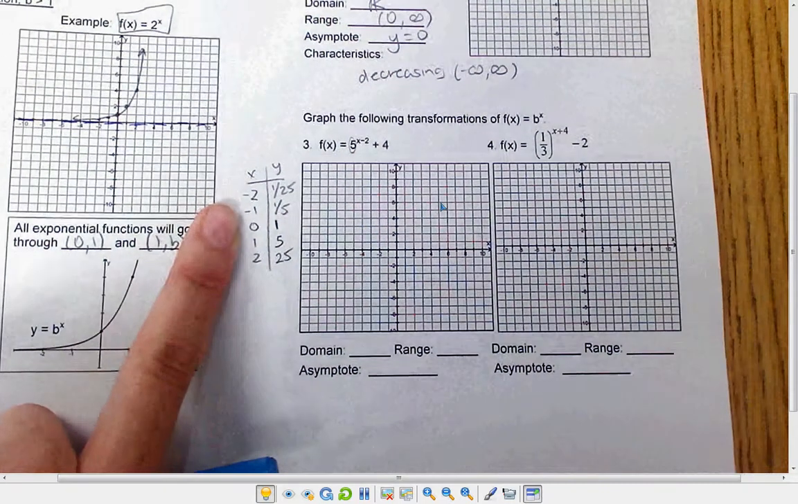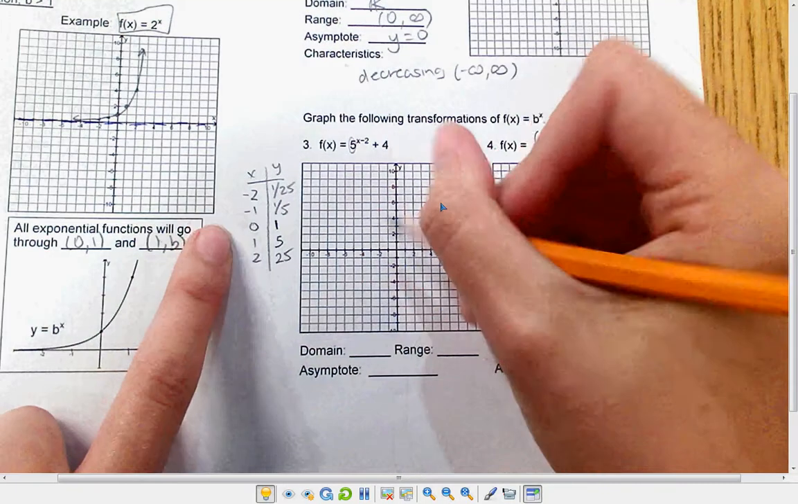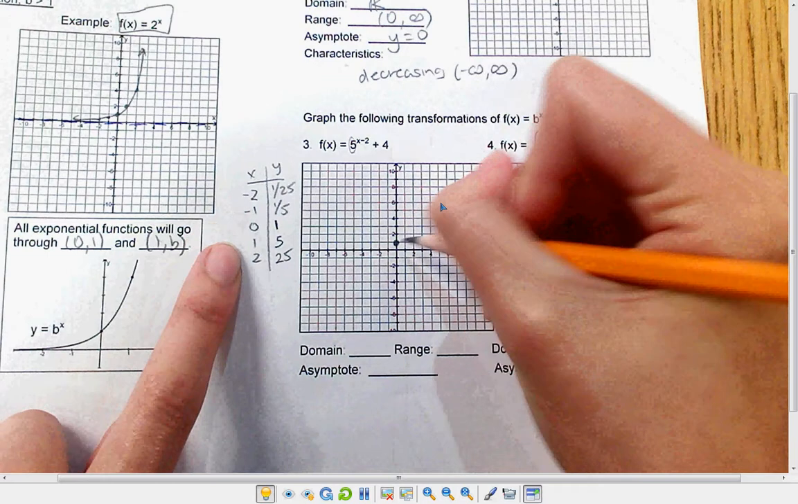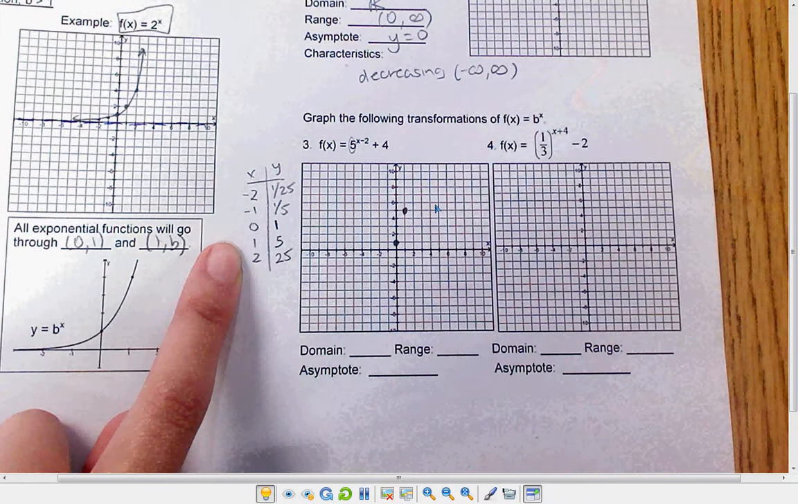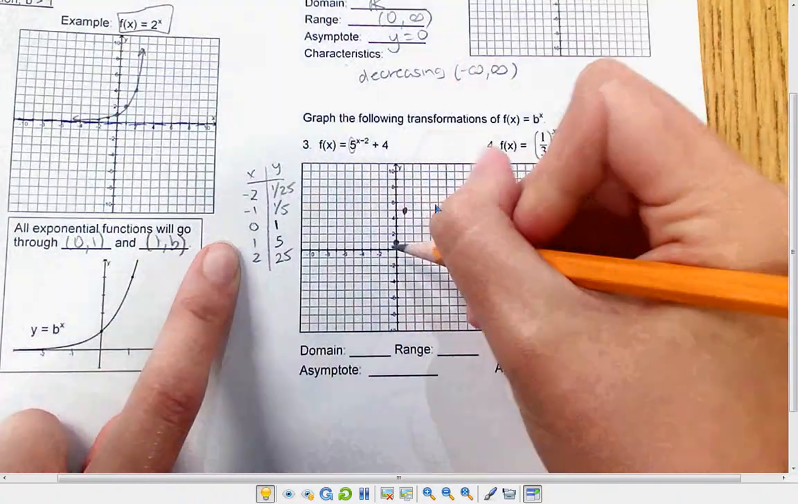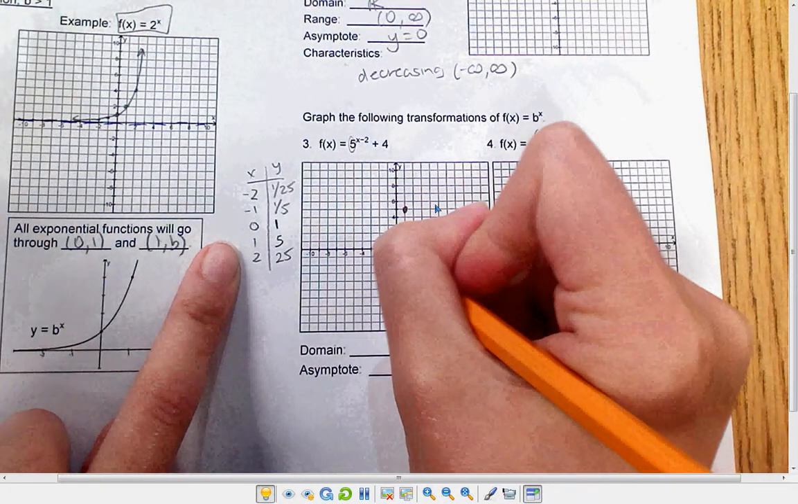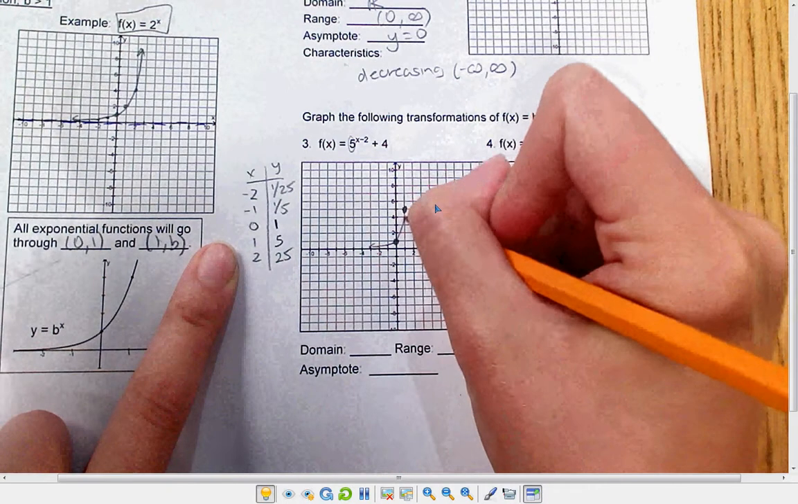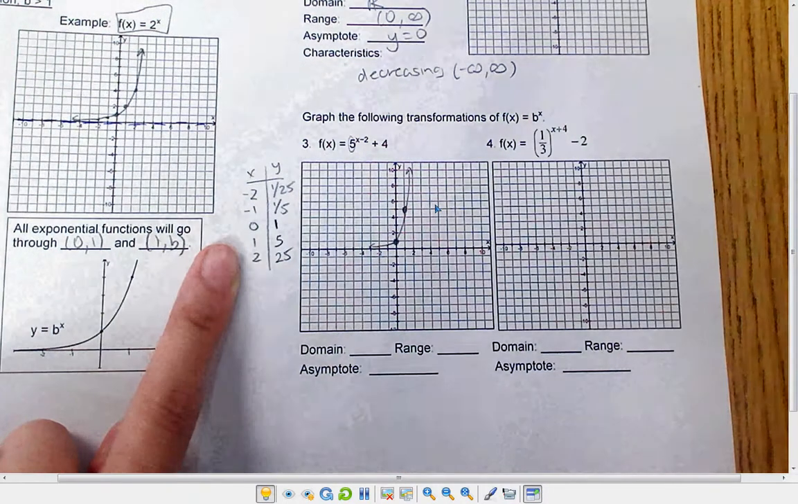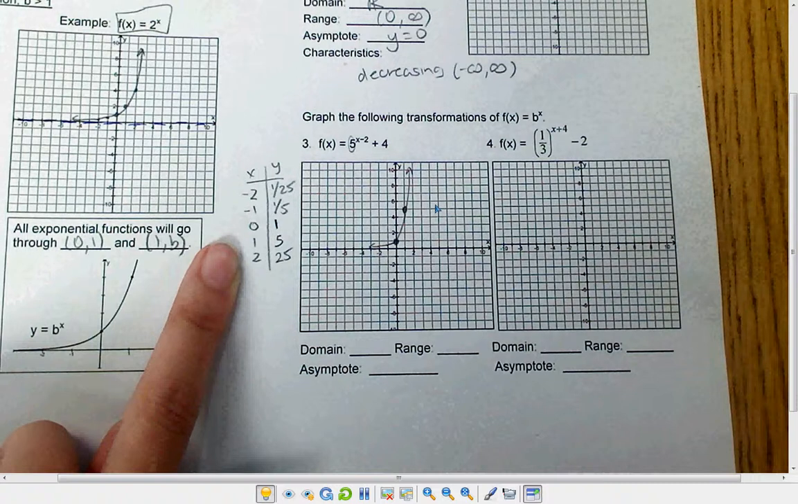So this is my parent function. I have points at (0, 1), (1, 5), and then 25 is off the graph, so I'm not even going to see that. On this side, it's going to get smaller and smaller because they're fractions, again approaching my asymptote. Okay, so this is what my parent function is going to look like.